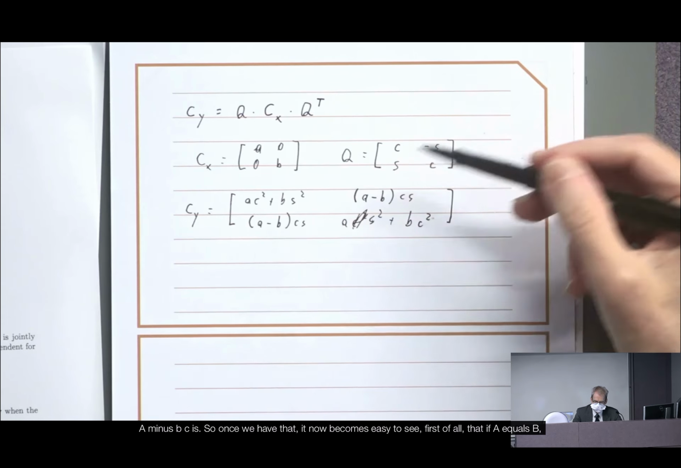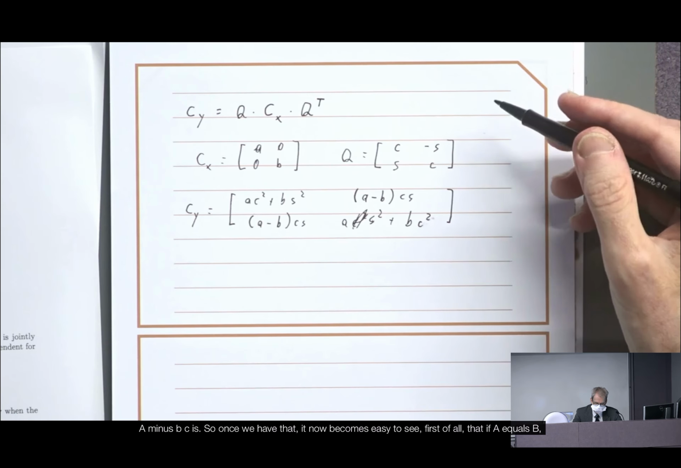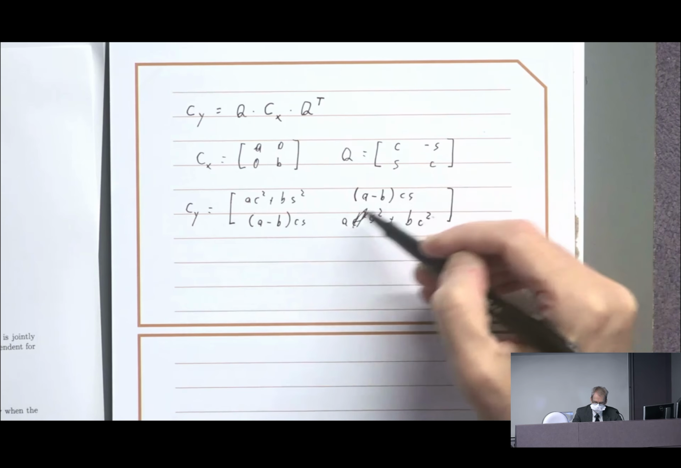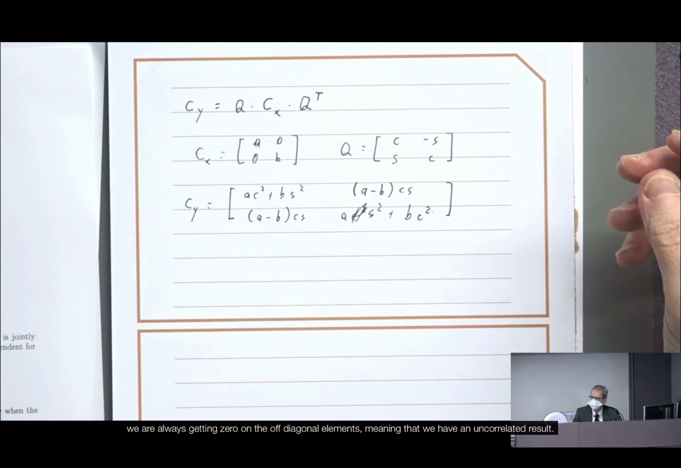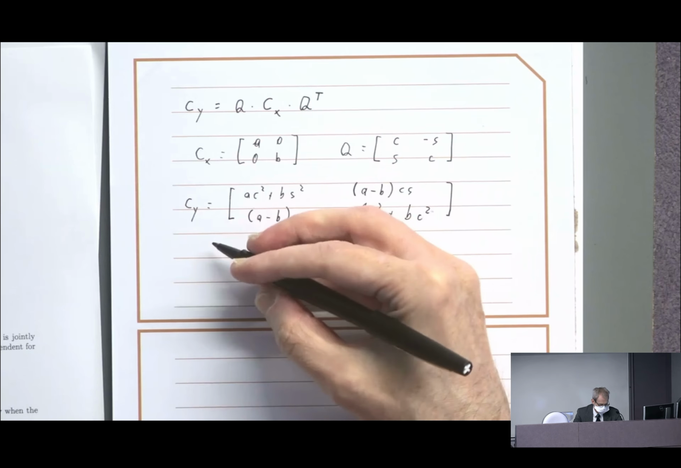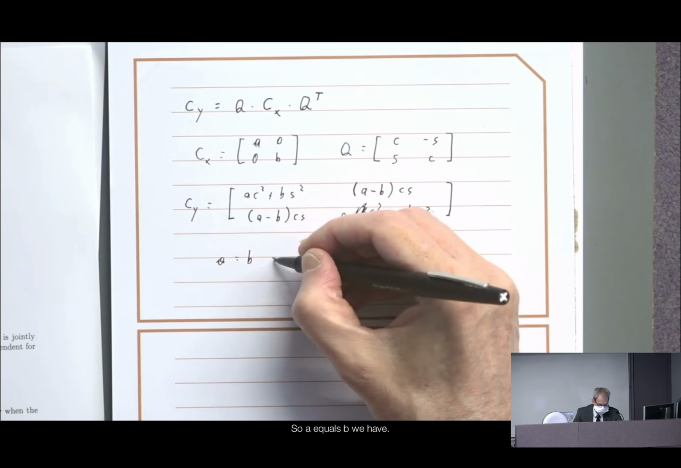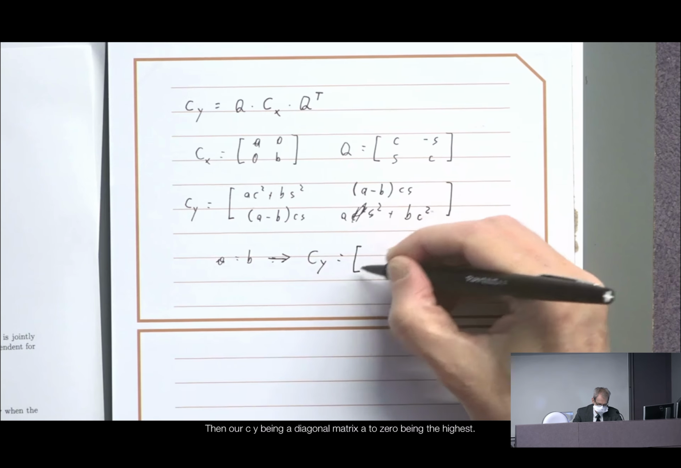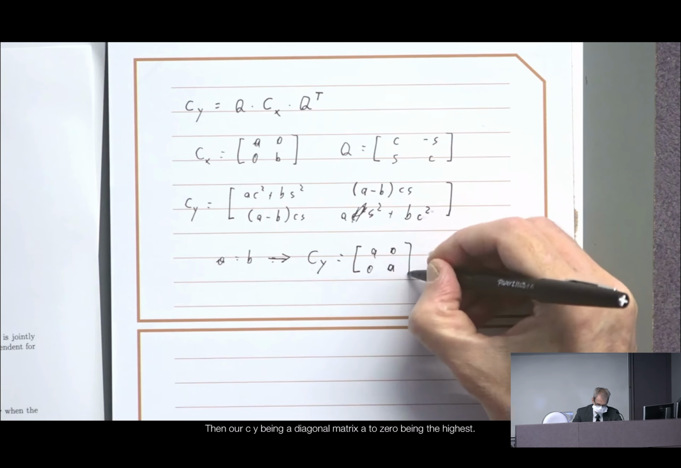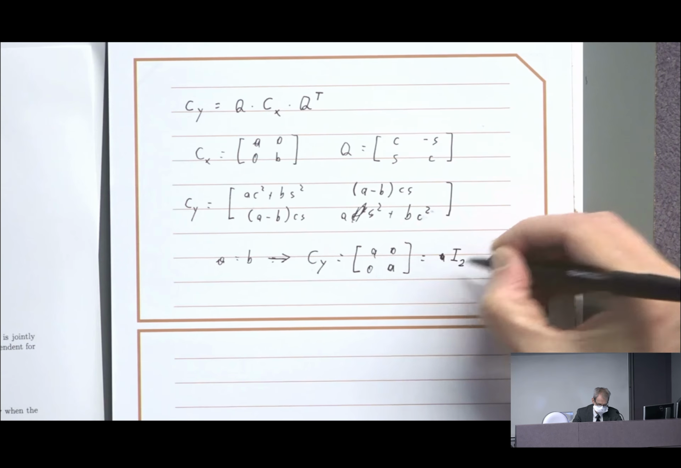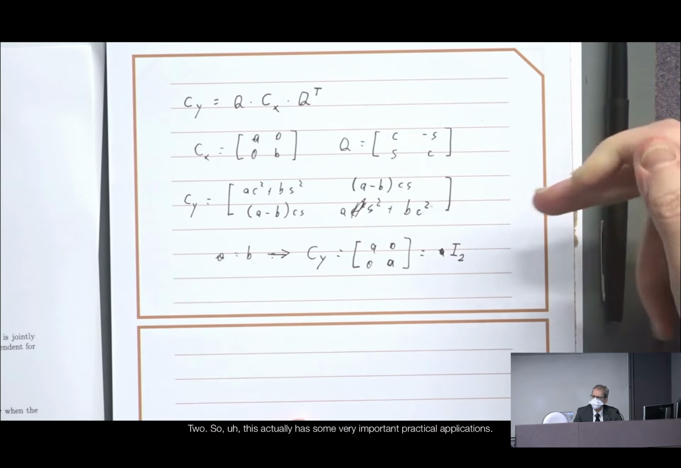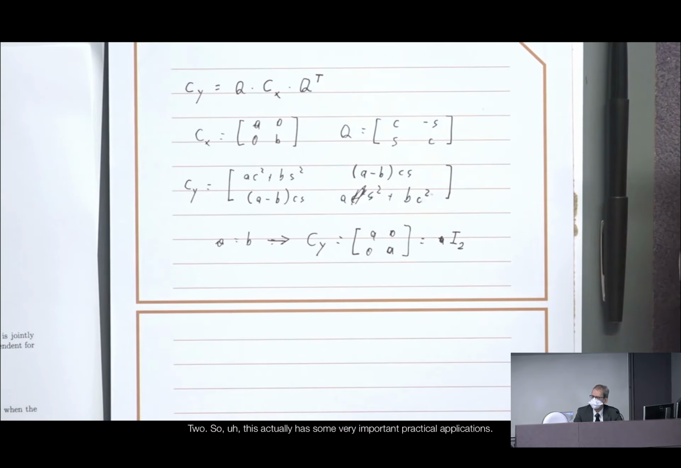So once we have that, it becomes easy to see, first of all, that if A equals B, we're always getting 0 on the off-diagonal elements, meaning that we have an uncorrelated result. So with A equals B, our Cy is a diagonal matrix, A, 0, 0, A, which is A times I_2. So this actually has some very important practical applications.